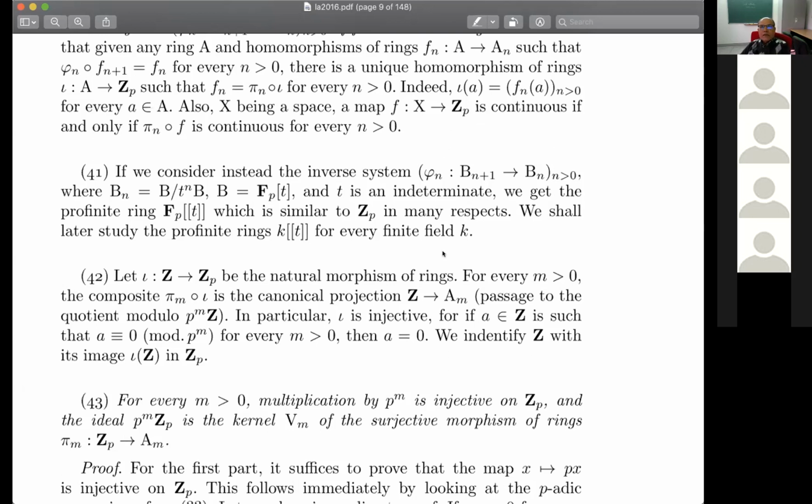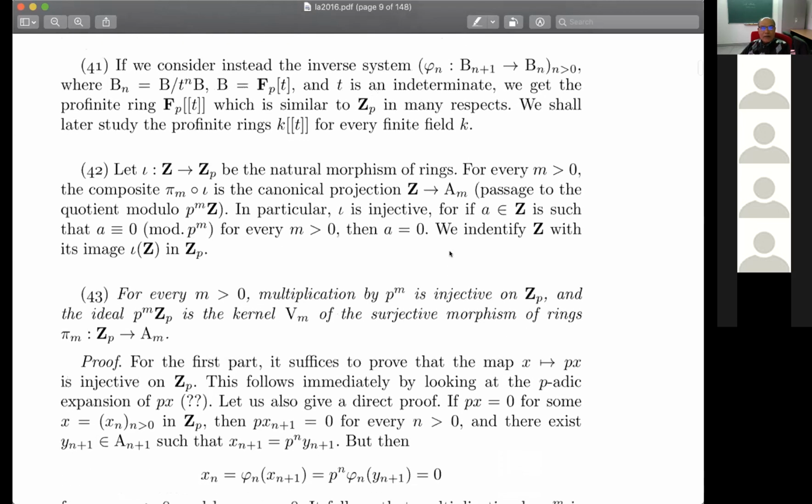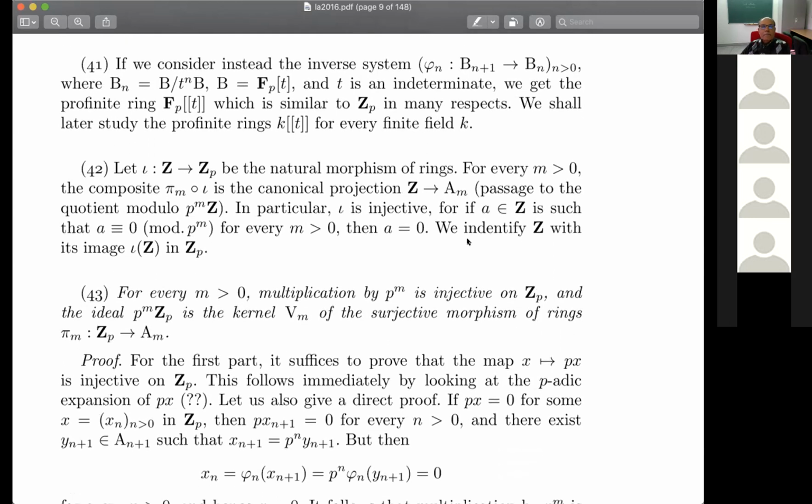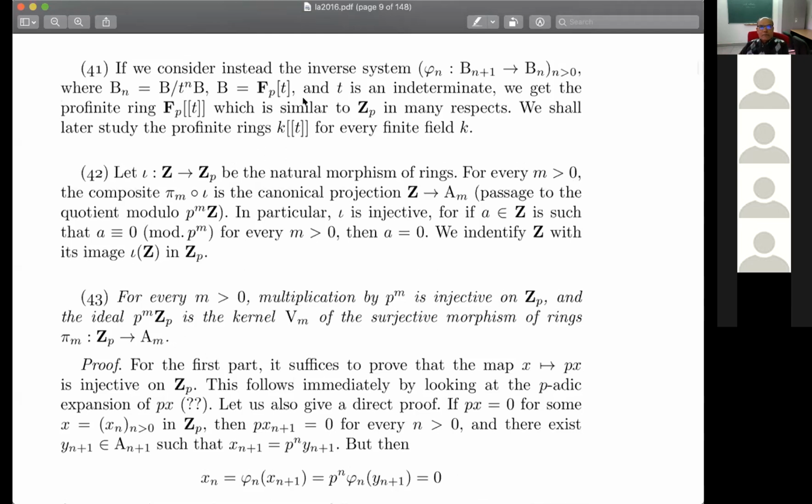Okay. So this is the ring Zp of p-adic integers. It's a compact ring for the time being. Now, another ring which is very similar to Zp in many of its properties, but which has characteristic p.